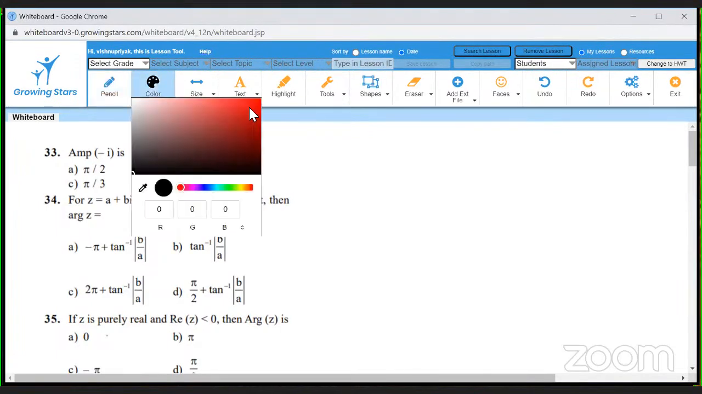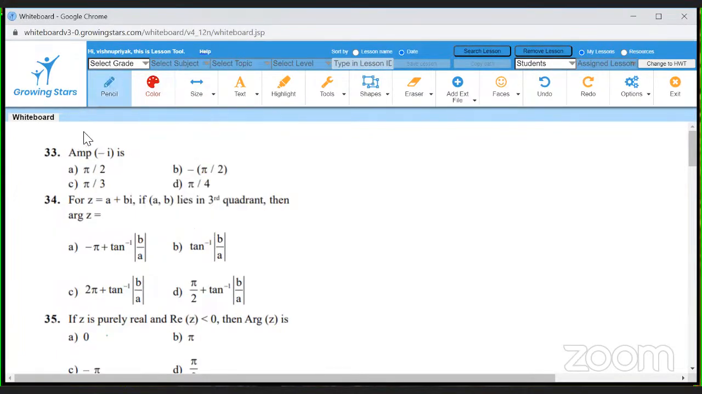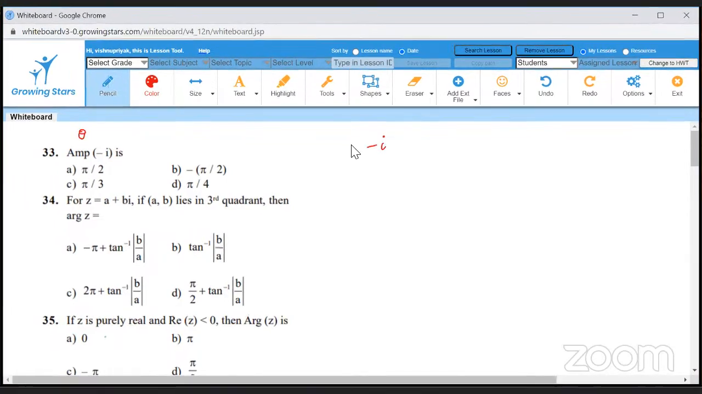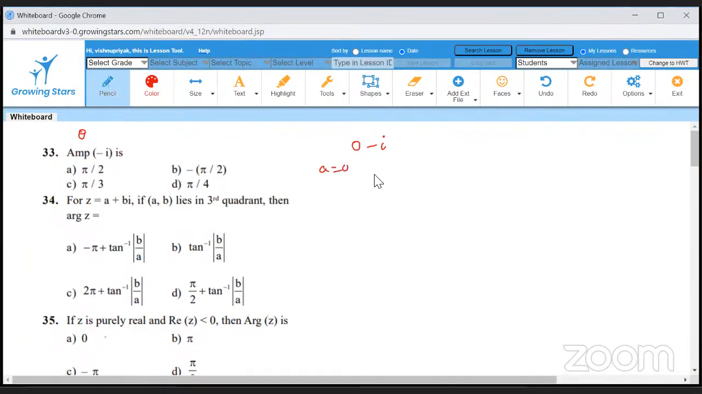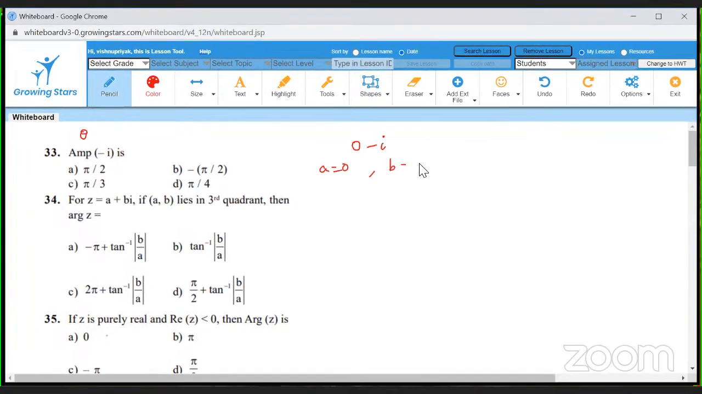Those who can do it, you can do very fast. Amplitude means theta, you have to find. The complex number is minus i, that means 0 minus i. So A is 0. B is minus 1.